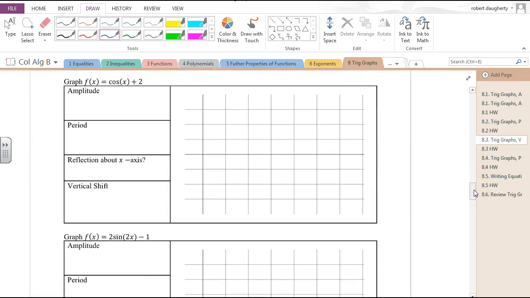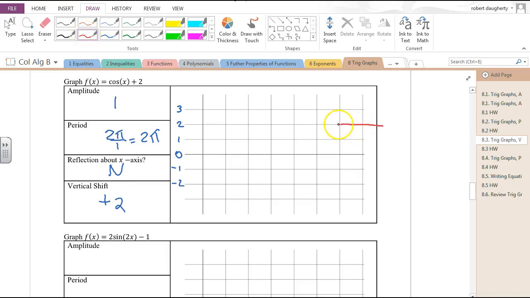So looking at this one, what is the amplitude? Yeah, the amplitude is 1. Period is 2 pi divided by 1, which is just 2 pi. Okay. Has it been reflected? No. There's a vertical shift of what? Yeah, plus 2. Okay, so what I will do in this one, if this is 0, 1, 2, 3, I'm going to draw a line at y equals 2.